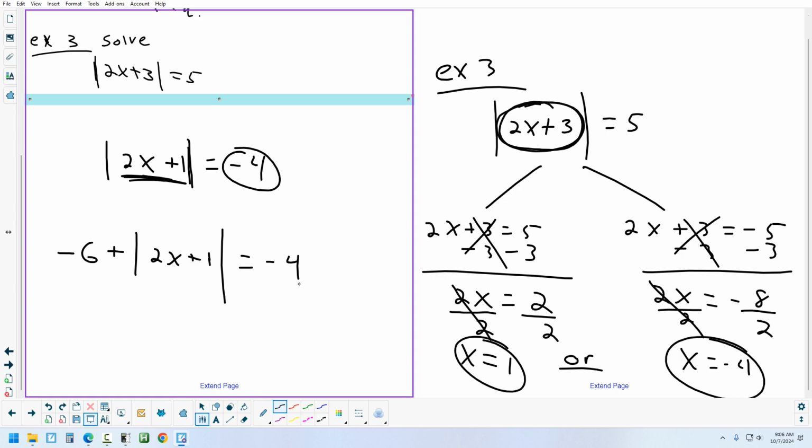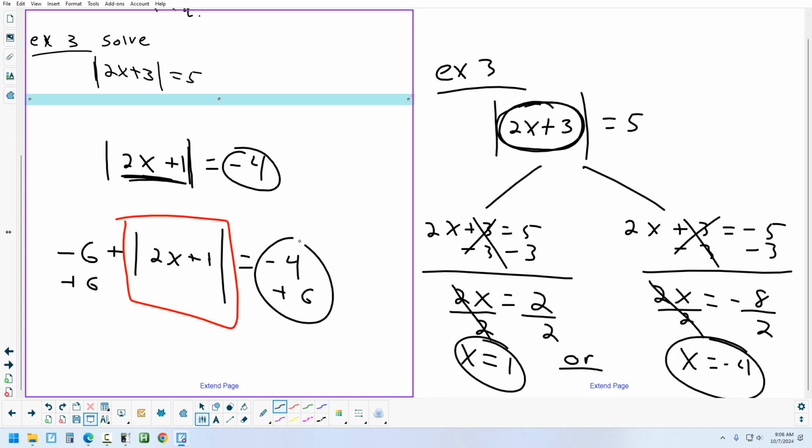When you isolate the absolute value, that 6 is like +6. You're going to do a +6 on each side. So the number on this side is not going to be a negative anymore. Just because you see a negative there, it doesn't always mean there's no solution.